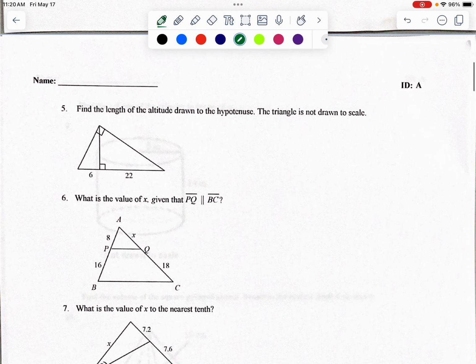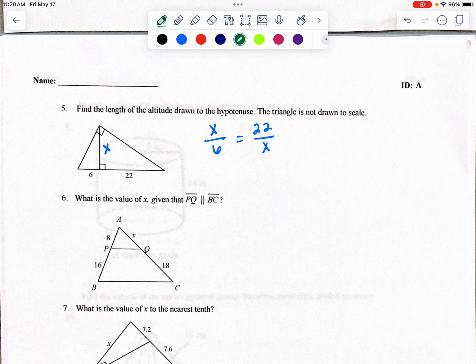Number 5, this is the geometric mean. We're looking for the length of the altitude, so we're looking for this right here. And if you remember, the geometric mean is proportional. And so it's going to be my unknown over 6, and then 22 over x, because we talked about how that's 3 similar right triangles.